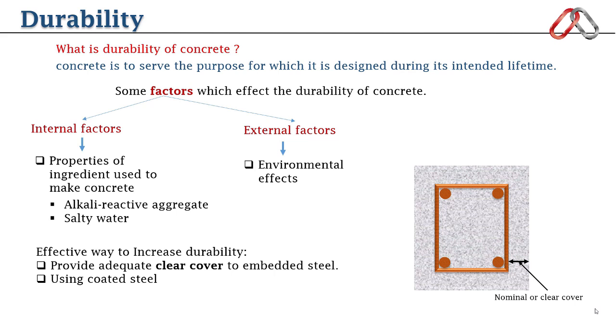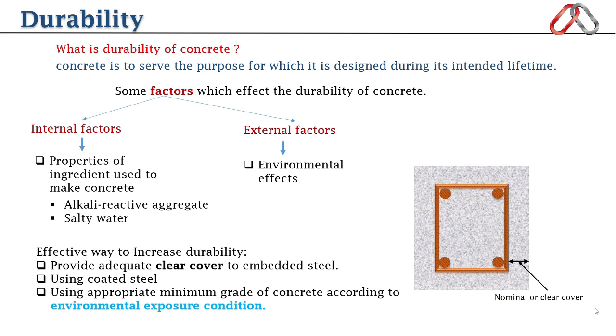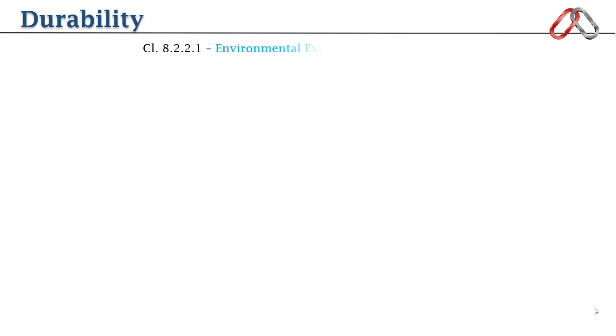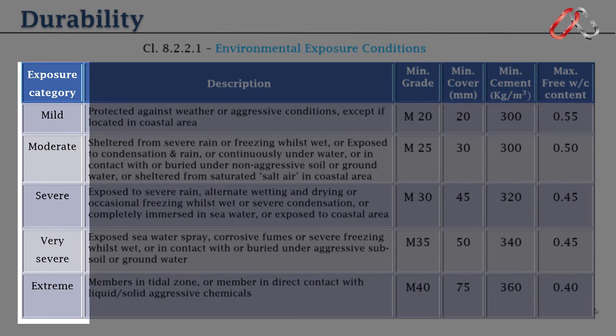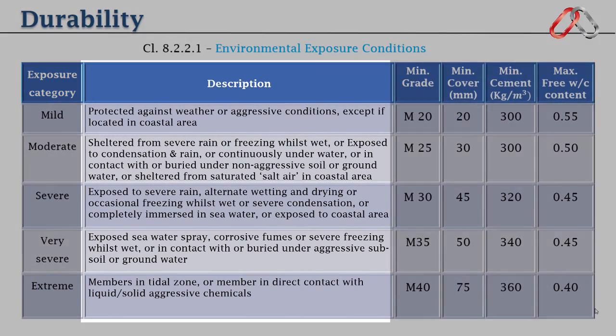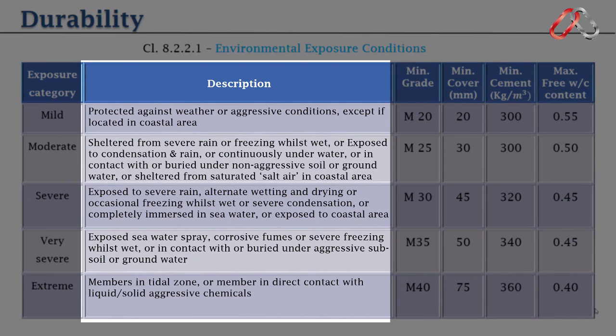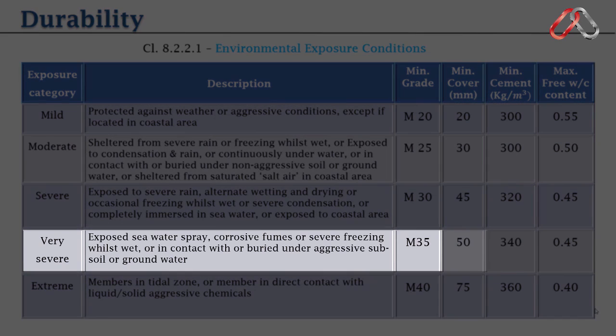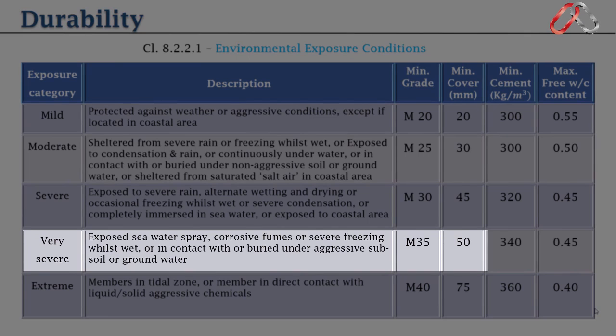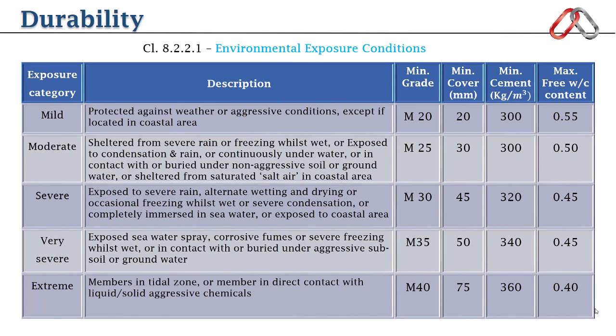To make concrete durable, the IS code recommends the use of an appropriate minimum grade of concrete according to environmental exposure condition. This is the table from IS 456, and in this table there are 5 types of exposure condition: mild, moderate, severe, very severe, and extreme. And here are descriptions for every exposure condition. For example, you are designing a structure which is near the sea area, hence your exposure condition is very severe. According to the exposure condition, you have to use a minimum grade of concrete of M35 and the minimum clear cover should be 50 mm. So you have to use this table when you design, so that you can improve the durability of the structure. So here we have finished all the basic properties of concrete.